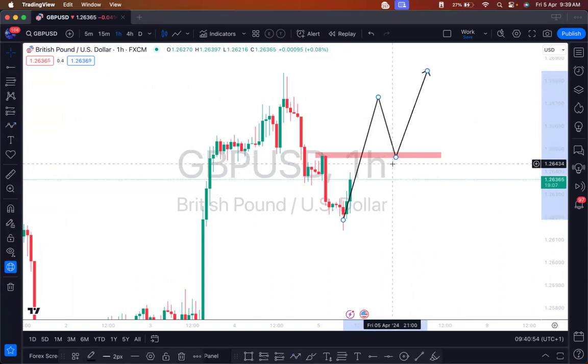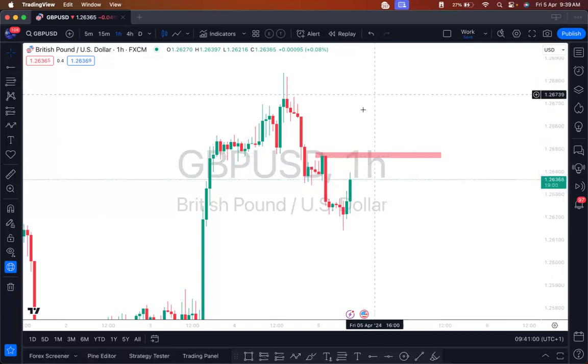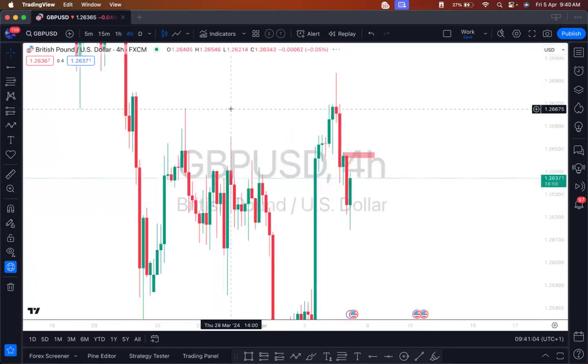Honestly, I don't want to gamble anything. So I'm not going to say I'm going to take sells, not until price shifts structure. We're still leaning towards buys because the 4-hour time frame is leaning towards buys. So let's take a look at Euro USD.